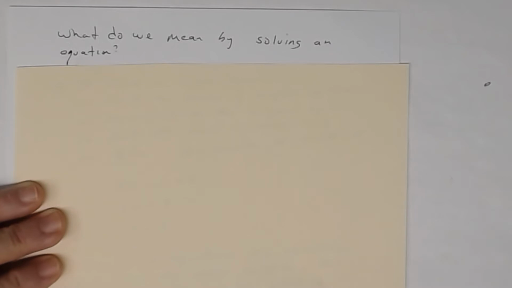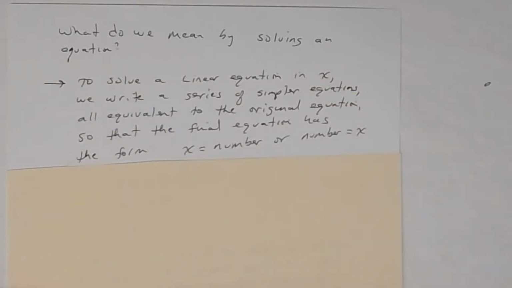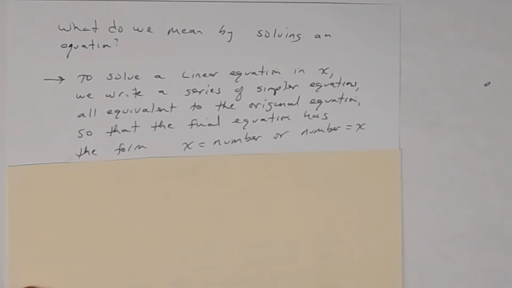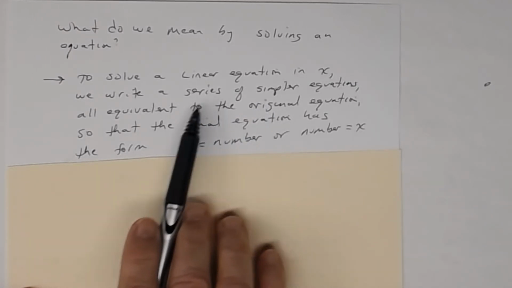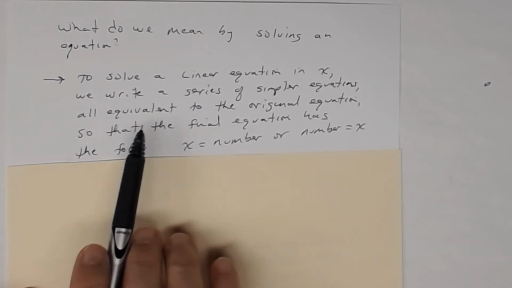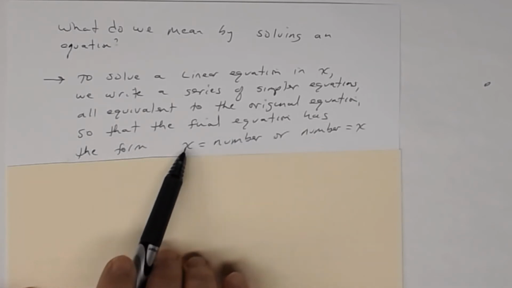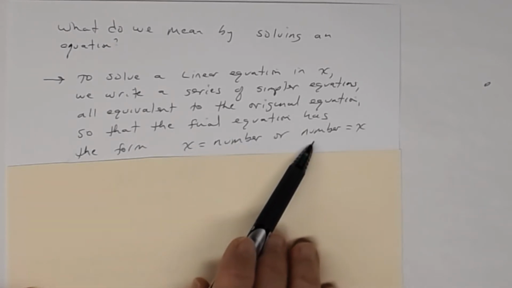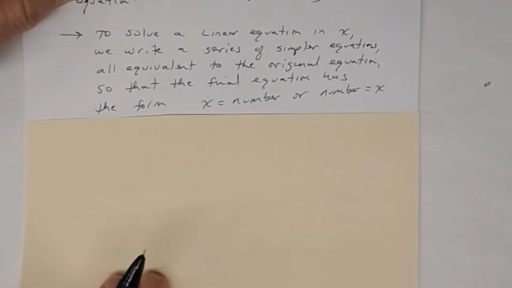Okay, so what do we mean by solving an equation? And in our case, we're talking about linear equations. Okay, so to solve a linear equation in x, or whatever the variable is, we write a series of simpler equations, all equivalent. So all of these simpler equations are equivalent to the original, so that the final equation has the form x equal a number, and sometimes it could be written as the number equal x. Okay? So here's an example of what I'm talking about.